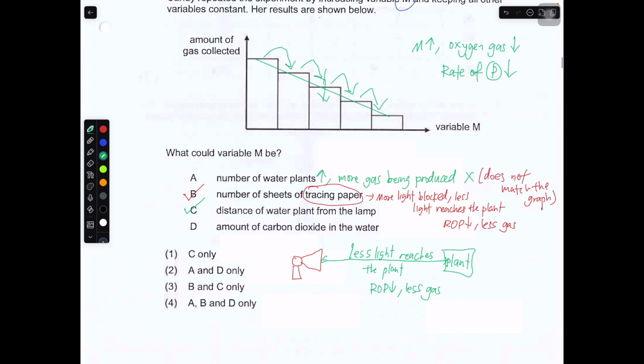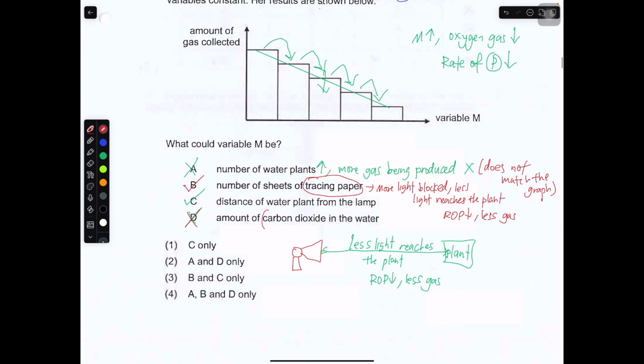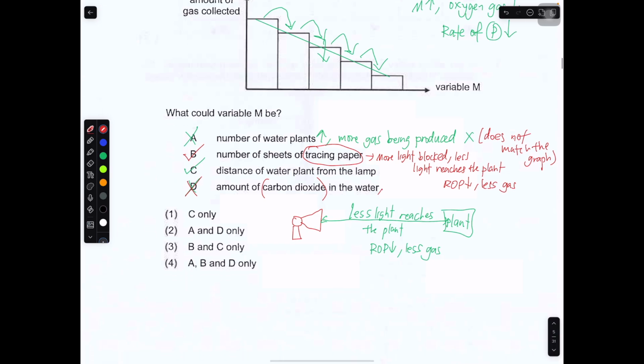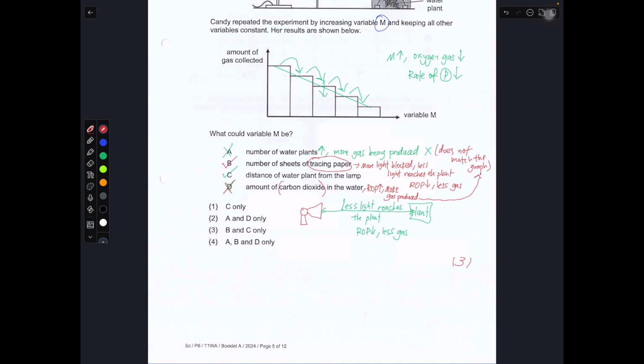Okay, so for D? No. D is no go. Why is D wrong? Because if you increase more carbon dioxide in the water, there will be more carbon dioxide available for the plant to take up. So having more carbon dioxide for the plants to take up, ROP, which is rate of photosynthesis, increases, more gas being produced. So this also does not fit into the graph. Same reason as over here. So only B and C fit into the graph. Then the only option with B and C will be number 3. So number 3 is the correct answer.